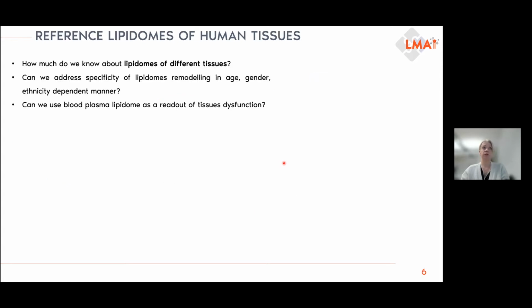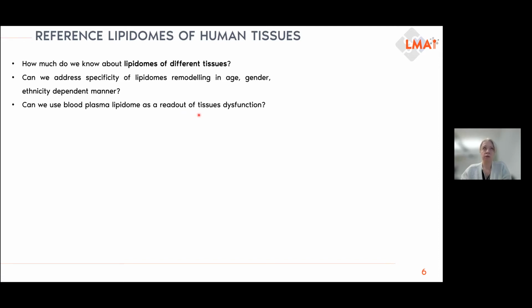So with this in mind, it brings us to understanding what happens on the molecular level in lipid metabolism. And the question is, how much do we actually know about lipidomes of different human tissues? Can we address the specificity of this lipidome remodeling in certain pathological conditions at all? And more interestingly, in an age, gender, ethnicity dependent manner, because we know that lipidomic signatures, for instance in males and females, differ, and that must mean something. And with that in mind, can we actually use blood plasma lipidome as a readout for tissue dysfunction?